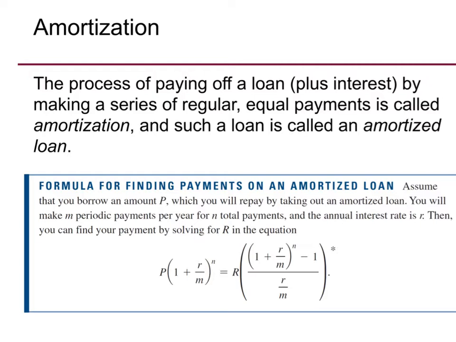All right, but on the slide, amortization is the process. It is defined as the process of paying off a loan plus interest, by making a series of regular equal payments. That is called amortization. And that type of loan is called an amortized loan. If any of you are homeowners, or your parents are homeowners, or you know someone that owns a home, that mortgage, that home loan is a type of amortized loan.